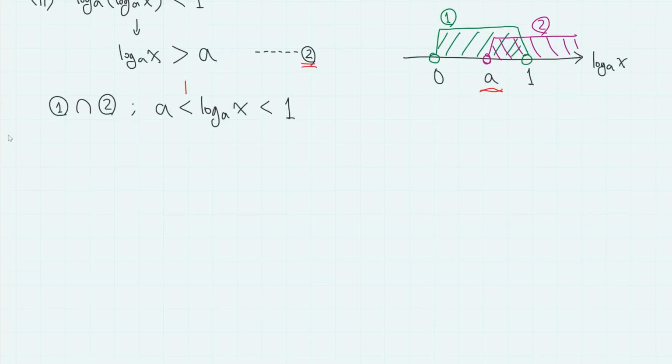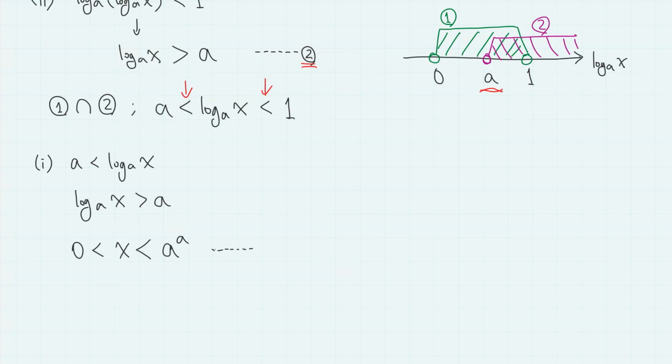And we do the same thing again for these two inequalities. From log base a of x is greater than a, and let's actually write like this, we have x is less than a to the power of a, and we have additional x greater than 0. And from log base a of x is less than 1, we have x is greater than a. So now we have these two ranges. Notice that this a is a to the power of 1.